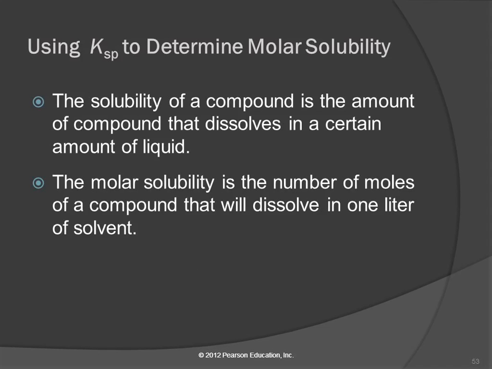Well, we can use those solubility product constants to determine molar solubility. And by molar solubility, we mean the amount of compound that dissolves in a certain amount of liquid. So molar solubility is the number of moles of a compound that will dissolve in 1 liter. So essentially, it's how many moles per liter. Moles of compound that will dissolve per liter.